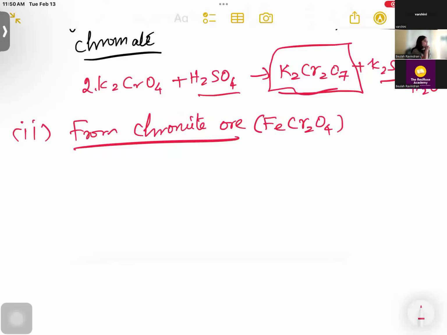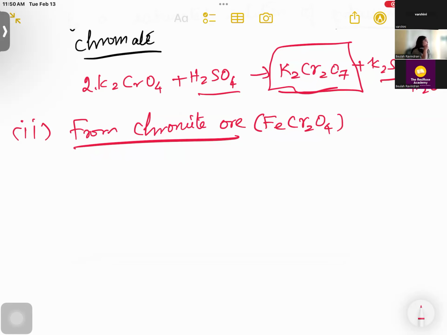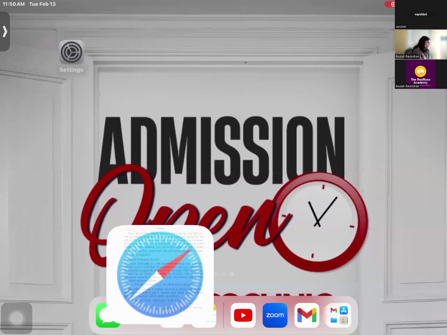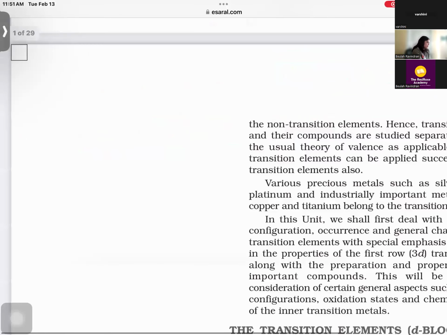And then what is the product? Sodium chromate is obtained. What is the color of that? Yellow. So a yellow mass is obtained. Many reactions are given, right? What are the reactions given?